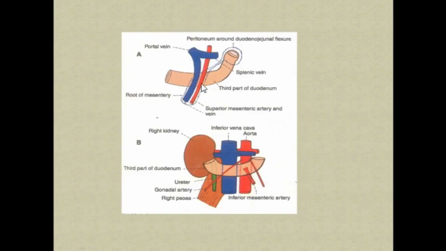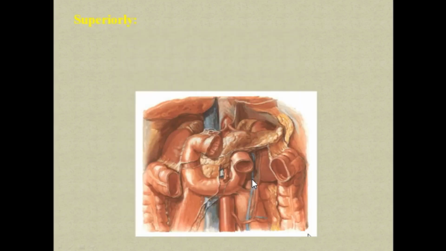So this is the third part. Anteriorly we have superior mesenteric vessels along with root of mesentery, and posteriorly all these structures: right ureter, right gonadal vessels, right psoas major, inferior vena cava, and aorta with inferior mesenteric artery.